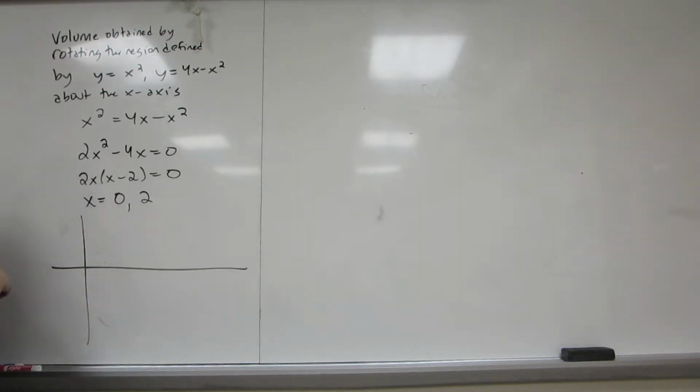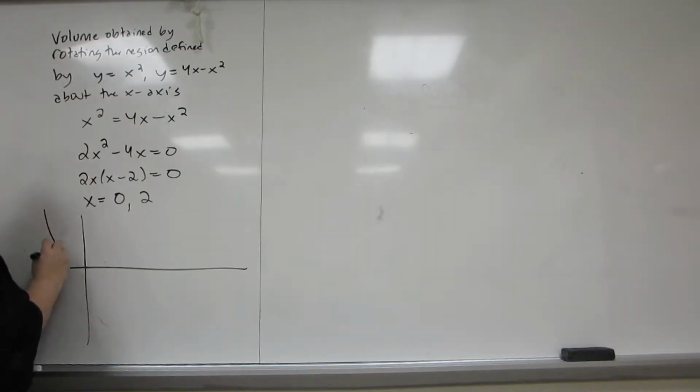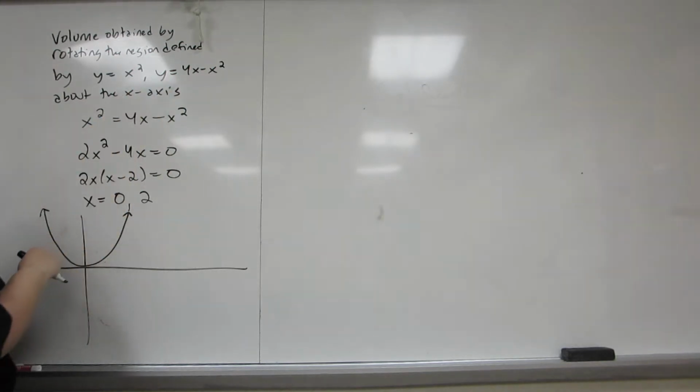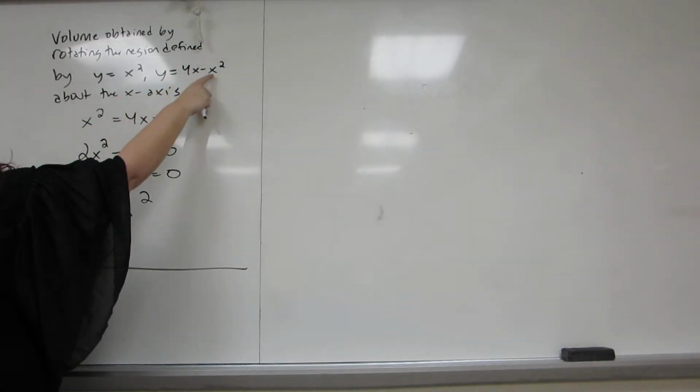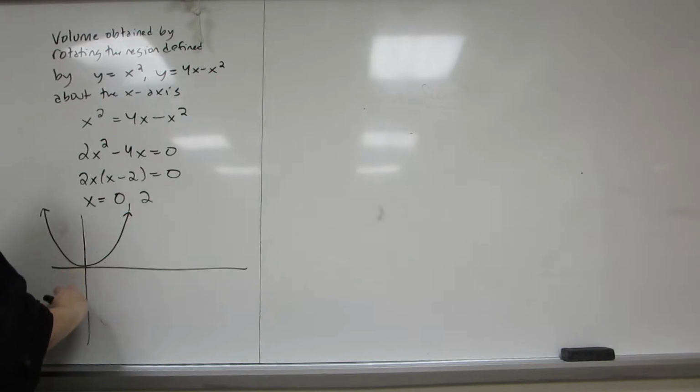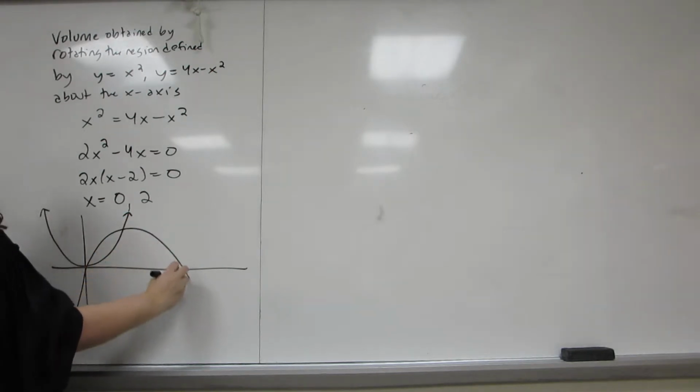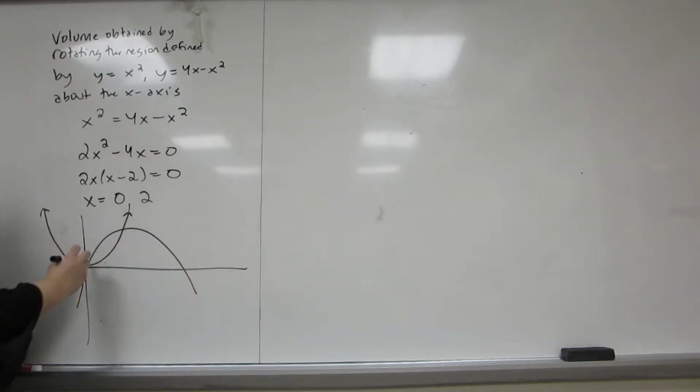Okay. Now I go to a graph. Both of these are quadratics. This is a quadratic with vertex at the origin and opening up. This is a quadratic that has x-intercepts at both 0 and 4, and it opens down. So it's going to look something like this. So here is my original region.